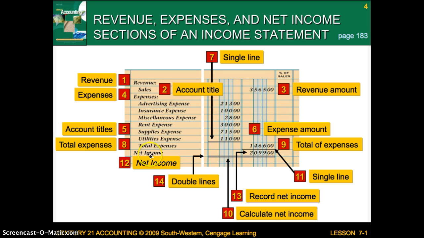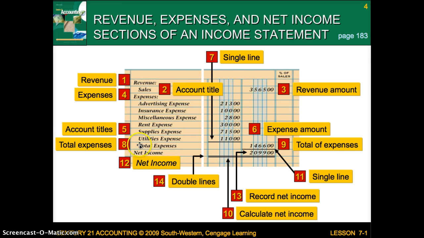So you'll write all your expenses down. You will now have insurance expense and supplies expense, because since we've done the worksheet and we've adjusted for those, we will have an account balance in those. We'll write down those expense amounts here. Okay. The next thing that we'll do is draw our single line underneath those expenses. That will already be done for you on the computer.